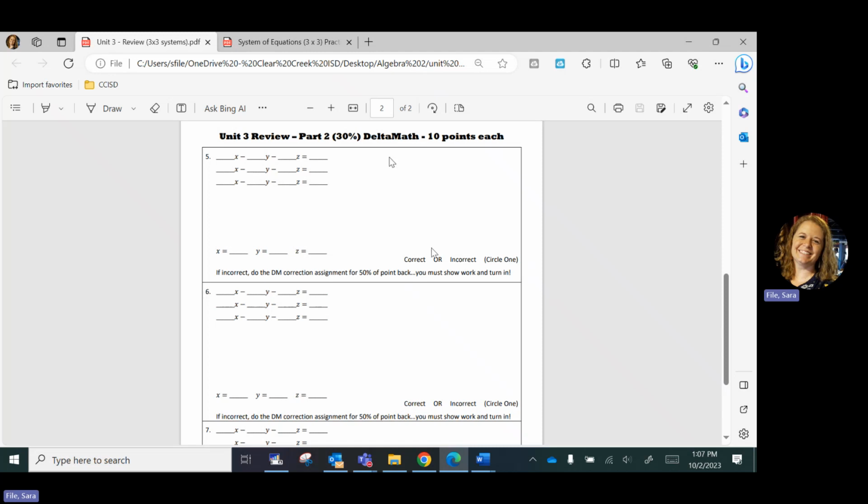Now, if you're showing your work for the 3 Delta Math problems here, if you get them wrong, there's not a place here to do your new problems for your corrections. You will just have to do that on notebook paper and staple it to this, or turn it in later separate, okay? There's not room on here for the correction, unfortunately, okay?